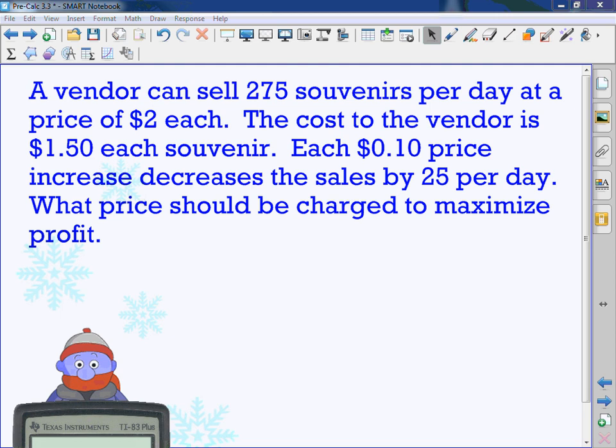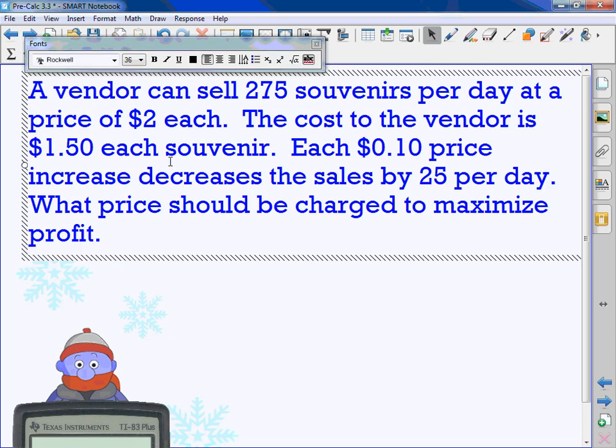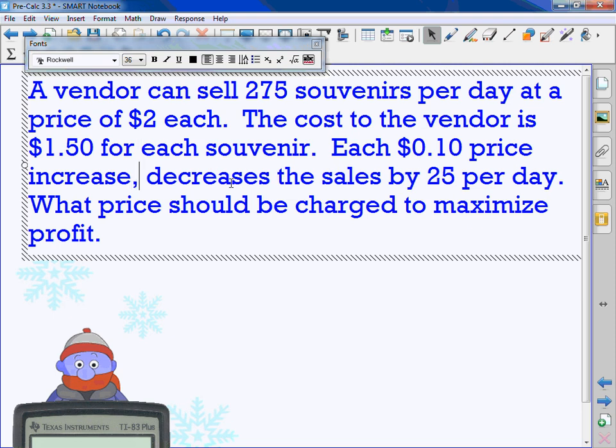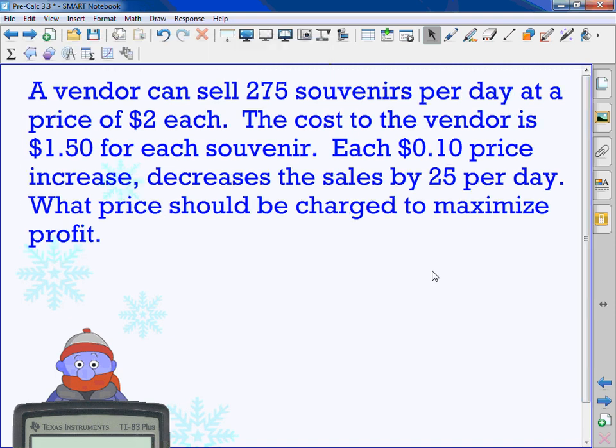A vendor can sell 275 souvenirs per day at a price of $2 each. The cost to the vendor is $1.50 for each souvenir. Each 10-cent price increase decreases the sales by 25 per day. What price should be charged to maximize his profit?